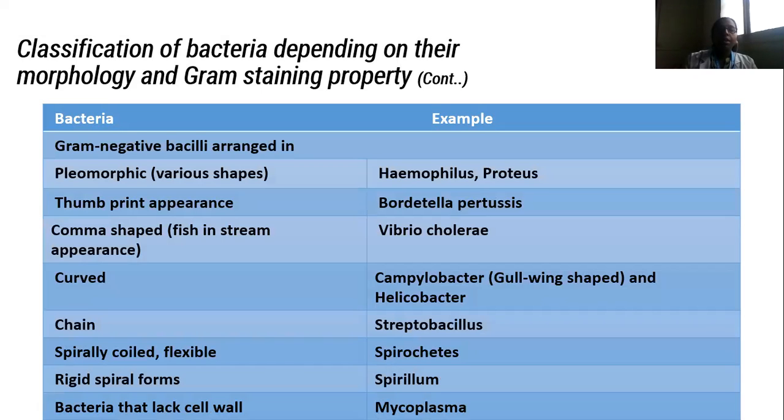Classification of the bacteria depending upon the morphology. You also have gram-negative bacteria: Haemophilus or Proteus, and thumbprint appearance is seen in Bordetella pertussis, comma-shaped Vibrio cholerae, curved Campylobacter, chains Streptobacillus, spirally coiled flexible spirochetes, rigid spiral forms that is Spirillum, and the bacterium that lacks a cell wall is Mycoplasma.